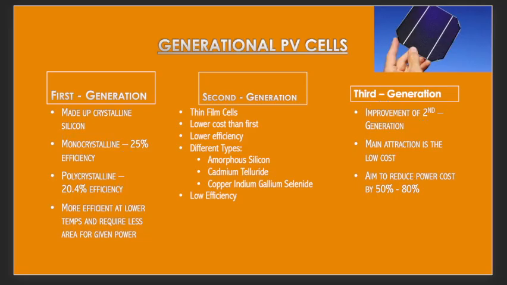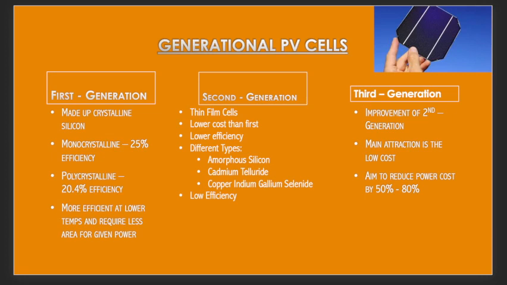The generational PV cells. There are the first generation, second generation, and third generation. Within the first generation, it is made up of crystalline silicon. The monocrystalline silicon is 25% efficiency. The polycrystalline silicon is 20.4% efficiency. They are more efficient at lower temps and require less area for given power.